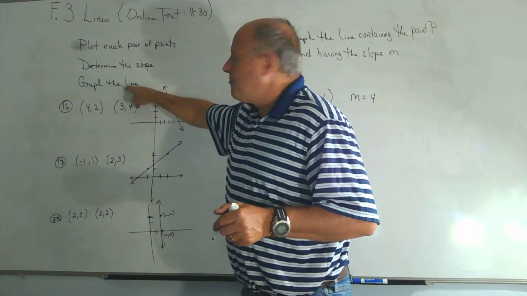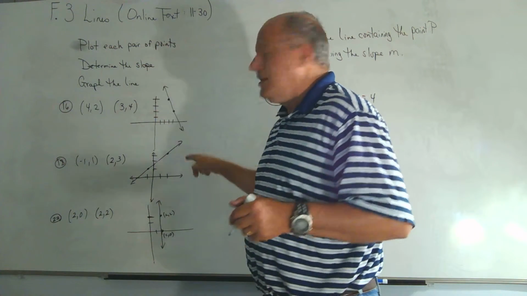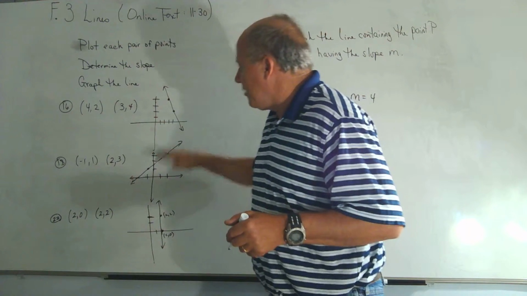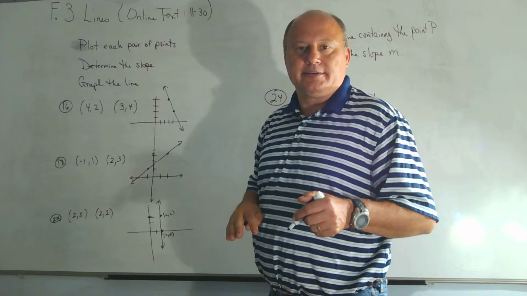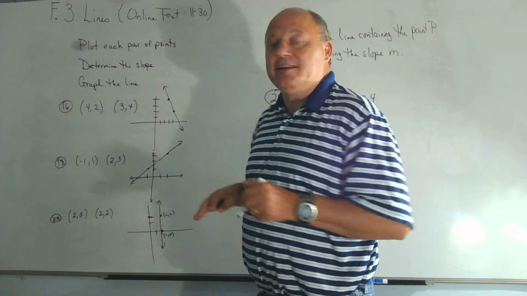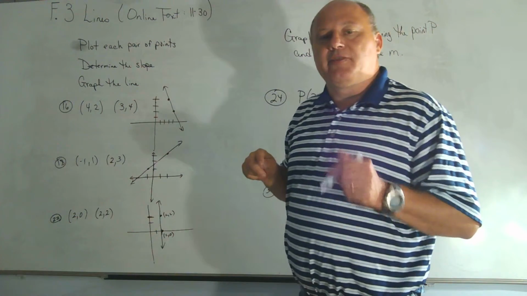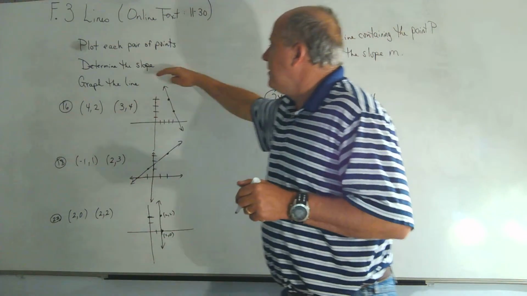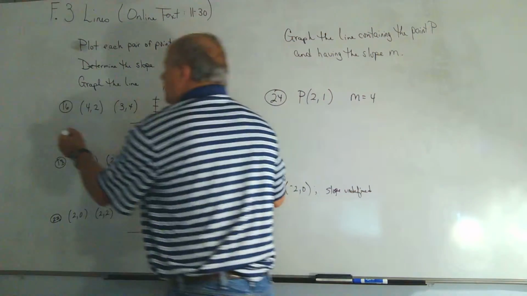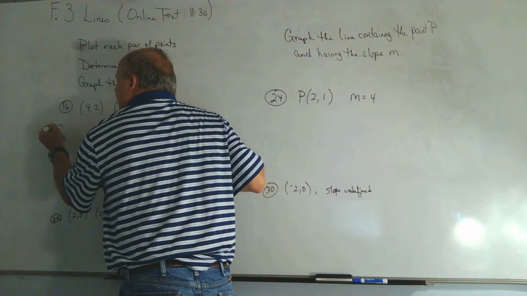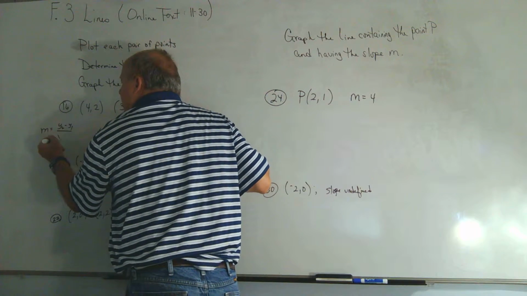They also want you to graph the line. So what I did is I connected a line between those 2 points. And I did that on every single problem here. But the only thing I haven't done is determine the slope. So when you're finding the slope, that's the middle one here, you're going to be using the slope formula. The difference of the y's over the difference of the x's.